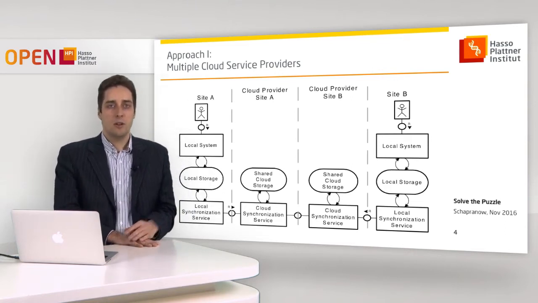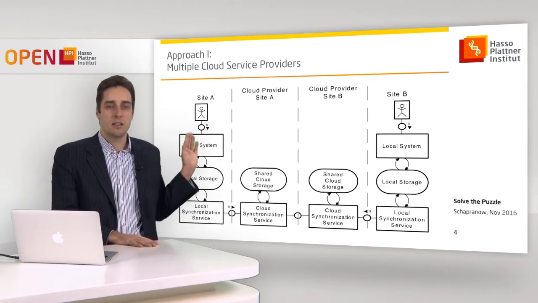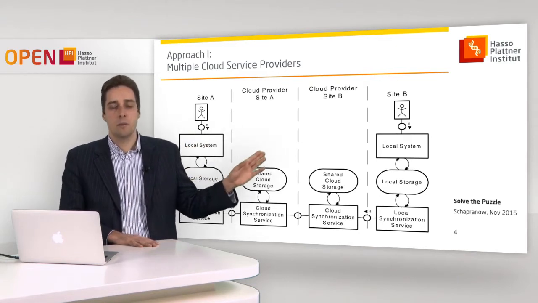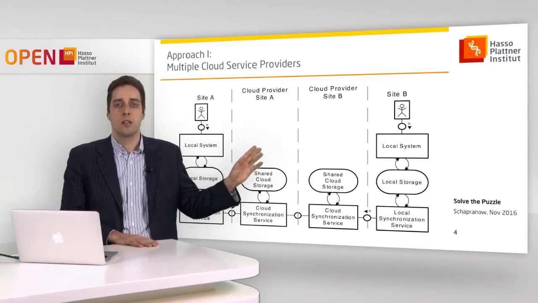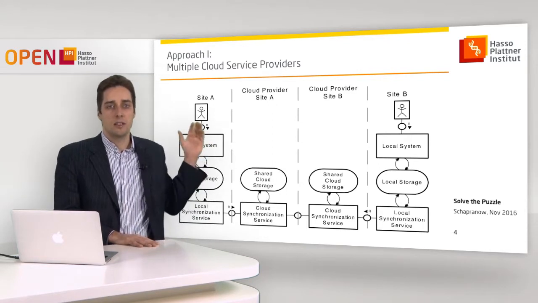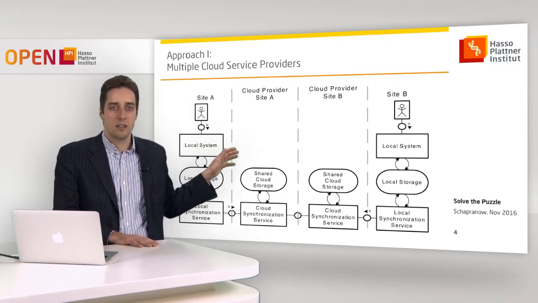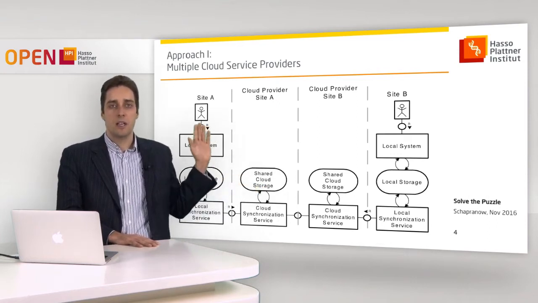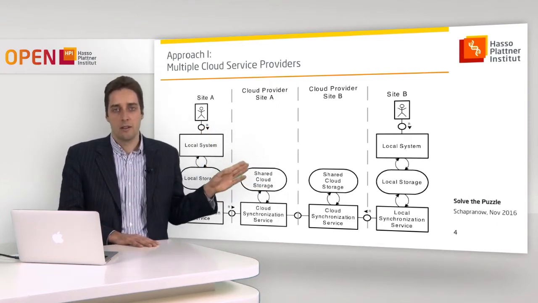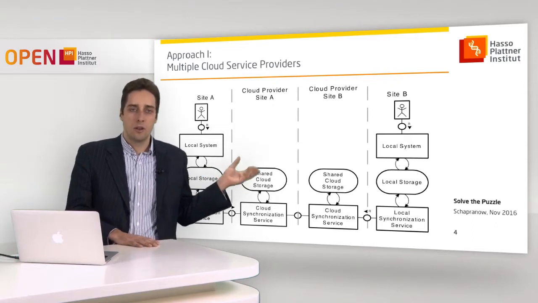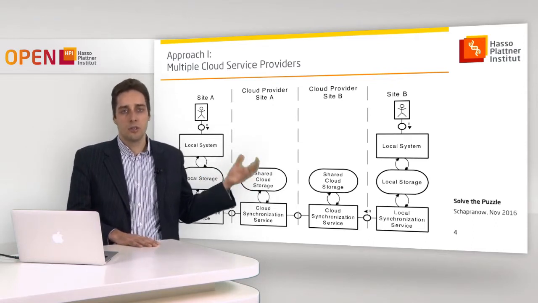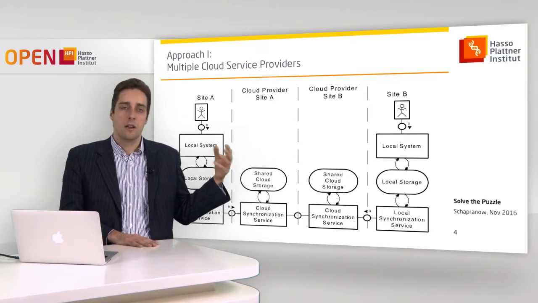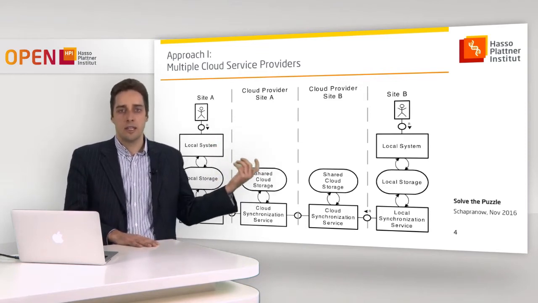And what you see here, you have on the left-hand side, side A, let's say this is a hospital. On the side B, there's a department for pathology or a wet lab. And these both sides have a local system, a storage where the data is located, and you have some kind of synchronization services. And in the middle, you see cloud service provider A and B. So that means the local information and data will be synced to one cloud service provider, and then they sync it again in between.